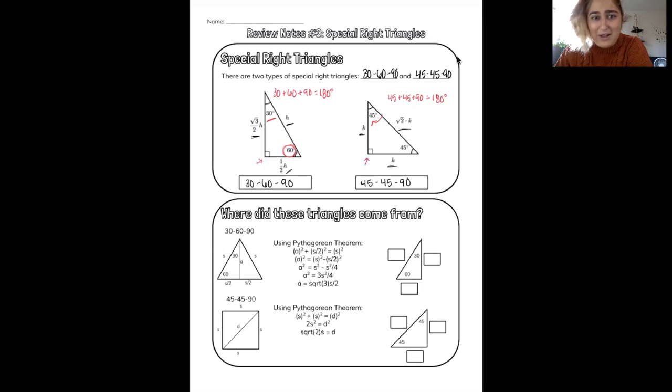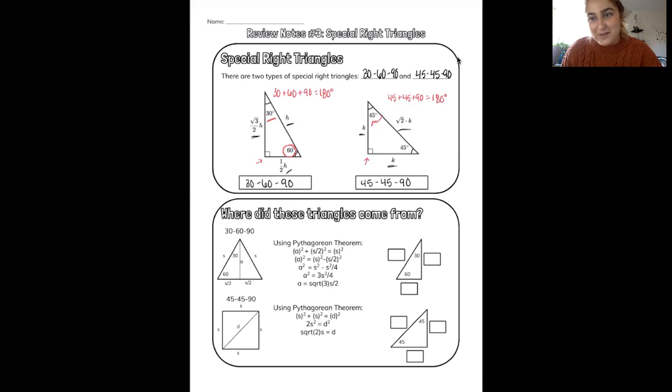How were they derived? Why do we just know that if the hypotenuse is h, then the long side of the 30, 60, 90 triangle is root 3 over 2 times h, right? How do we know that the short side is 1/2 h? So we're going to prove why we know that is true below.